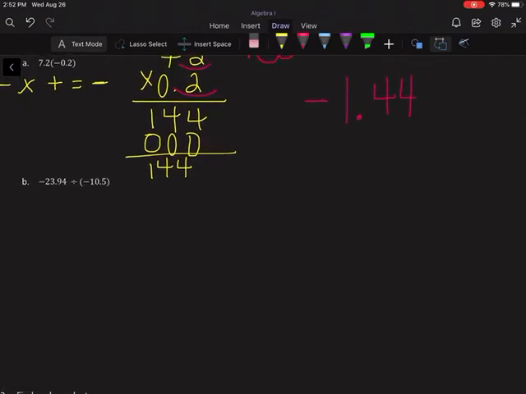So, in this case, we have a negative times a negative equals a positive. So we're dividing. Same thing though, right? A negative divided by a negative.